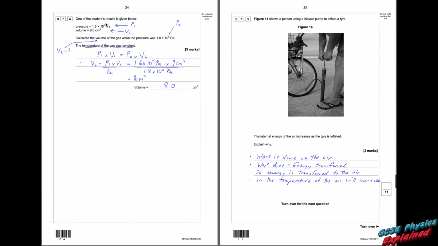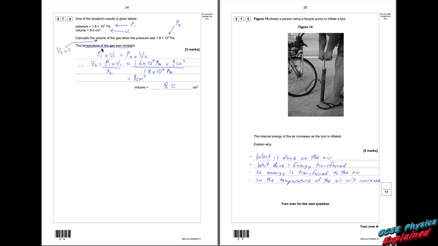Part 4. One of the students' results is given below. There's a pressure, there's a volume. Calculate the volume of the gas when the pressure was that. And the temperature of the gas is constant. Okay, so this is the first pressure of the gas, and that's the first volume. So when the gas is that pressure, that's its volume. What they're going to do is increase the pump to make the pressure get bigger to 1.8 times 10 to the 5 pascals.